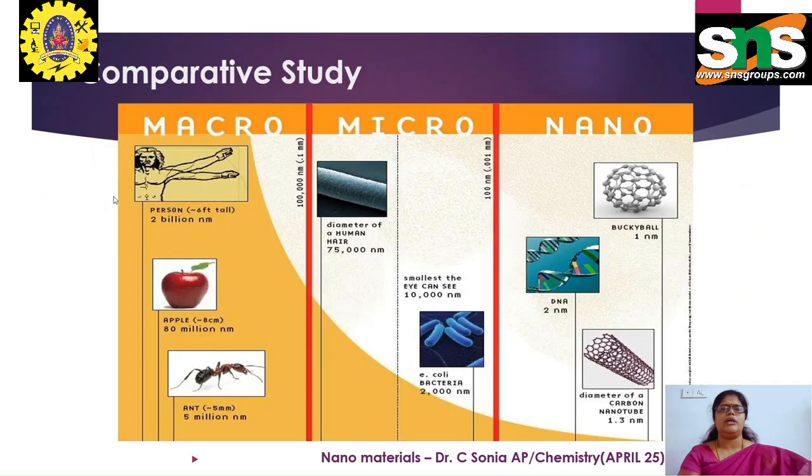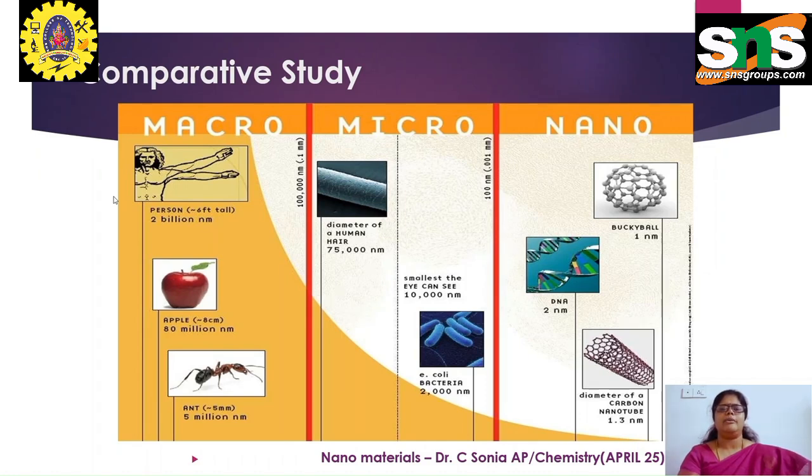When you do a comparative study of the macro, micro, and nano scale, in the macro scale range, a person 6 feet tall is about 2 billion nanometers. An apple and an ant are about 80 million nanometers and 5 million nanometers, respectively.